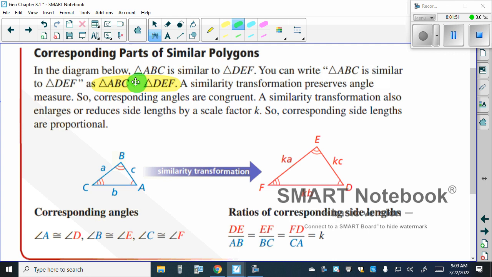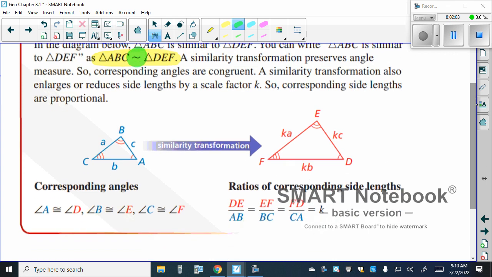We do know that the corresponding angles are going to be the same. The side lengths are proportional. That means one's going to be bigger than the other. So, the corresponding angles are congruent. For any figure that is similar, the corresponding angles have to be congruent, because if we make something bigger or smaller, the overall angles don't change.